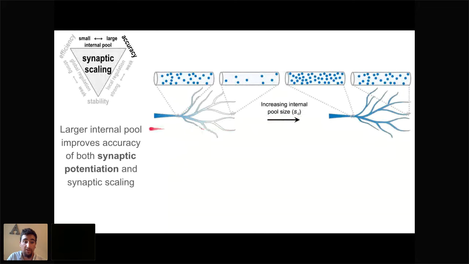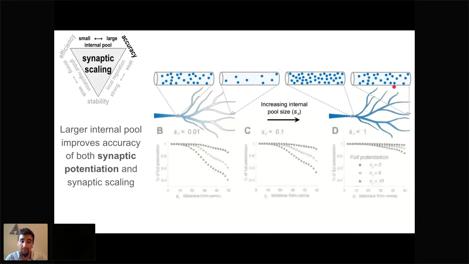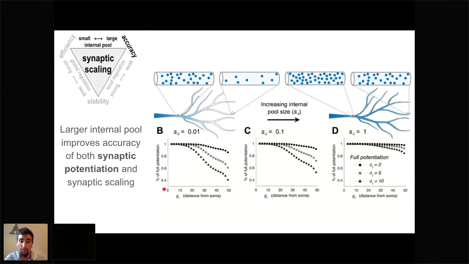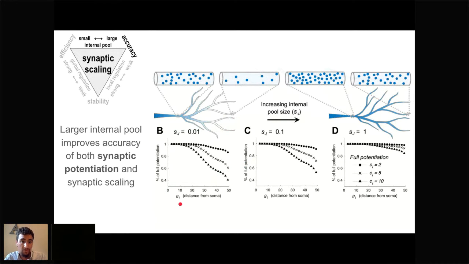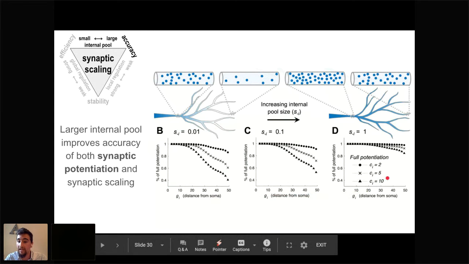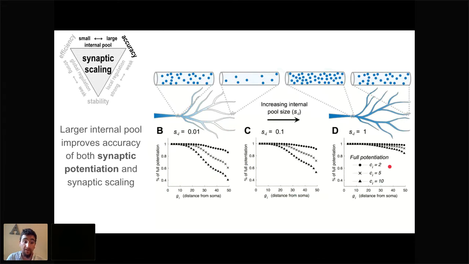On the left, we have a small internal pool size, and the number of internal AMPA receptors dwindles with distance from the soma. On the right, we have a larger internal pool size, and there's sufficient AMPA receptors in both the proximal and the distal parts of the cell. Now, let's see how these examples fare with potentiation. On these bottom plots, we have percentage of full potentiation on the y-axis and distance from the soma on the x-axis. The shapes on these plots denote the degree to which the synapses were potentiated. The circles in the top lines correspond to doubling of synaptic strengths during LTP. The X's are 5-fold increases, and the triangles are 10-fold increases.